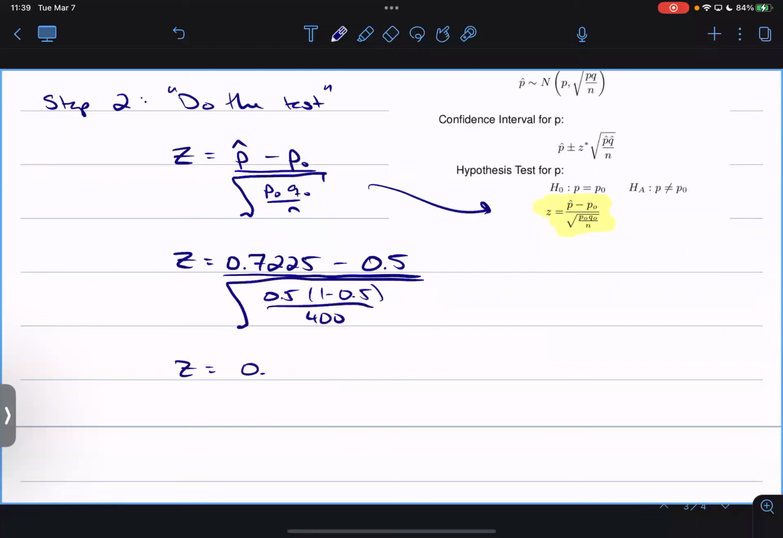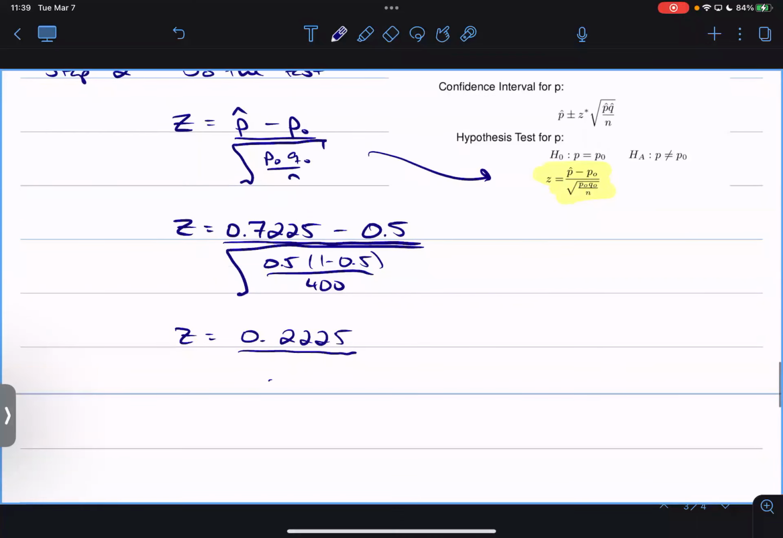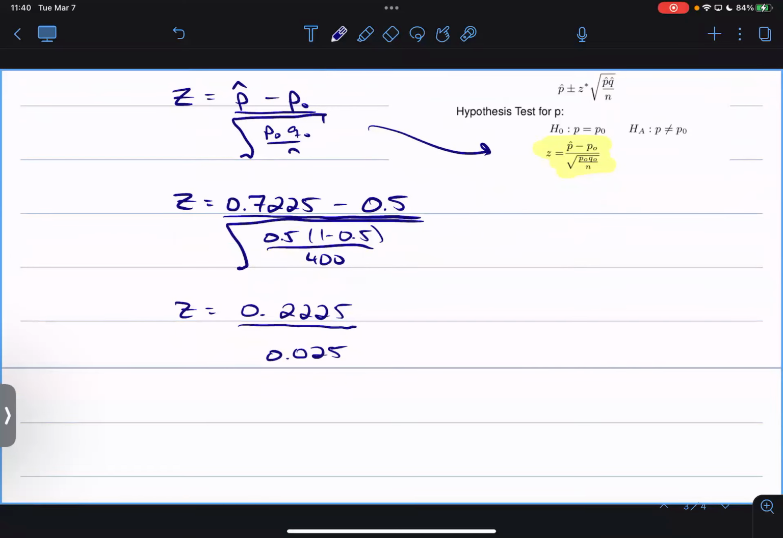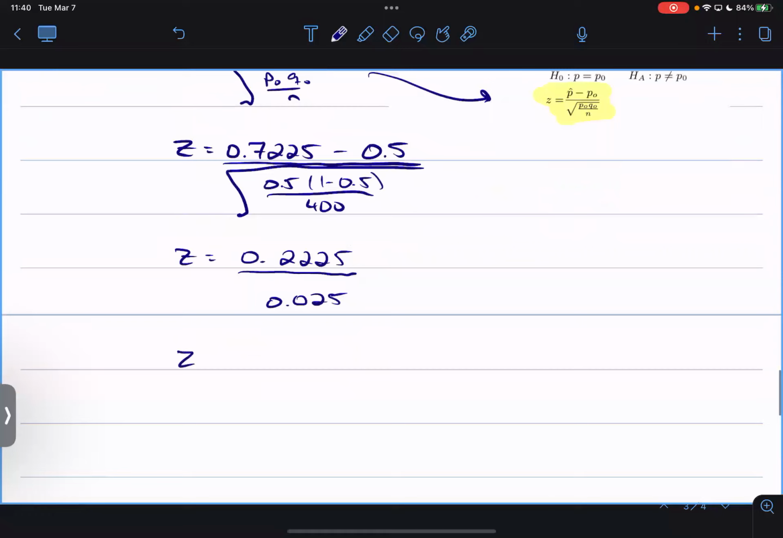In my notes here, I have 0.2225 divided by 0.025, but I'm just going to confirm that. It's 0.5 times 0.5 divided by 400, then take the square root. You don't want to forget that square root. It is 0.025. So 0.2225 divided by 0.025 is a huge Z of 8.90.